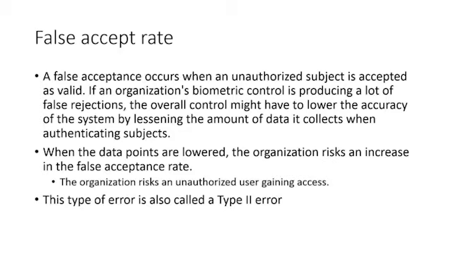Now they're unauthorized people in our building. So the organization is risking unauthorized users gaining access. This is a type 2 error, a false acceptance rate. Like I said, I think this one's worse because now we have unauthorized access in systems, physical buildings that people don't belong. And that's a bad thing for me as a security professional.